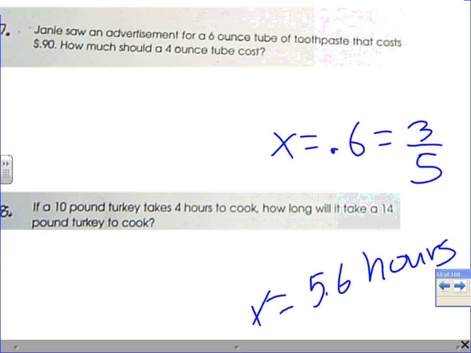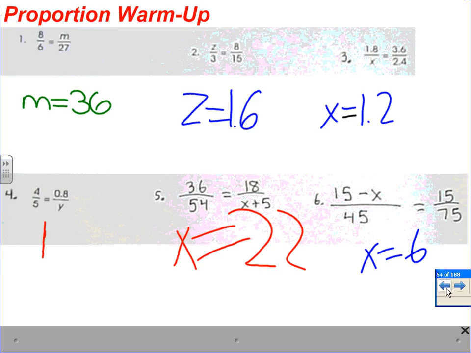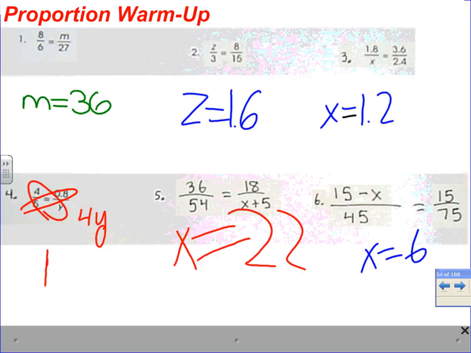Should be 1. Number 4. So when you have a proportion and an equal sign between, use cross products. Okay. So 4 times y is 4y. 5 times 0.8 is 4. And then divide both sides by 4. You might have multiplied wrong. Okay. Should be 4.